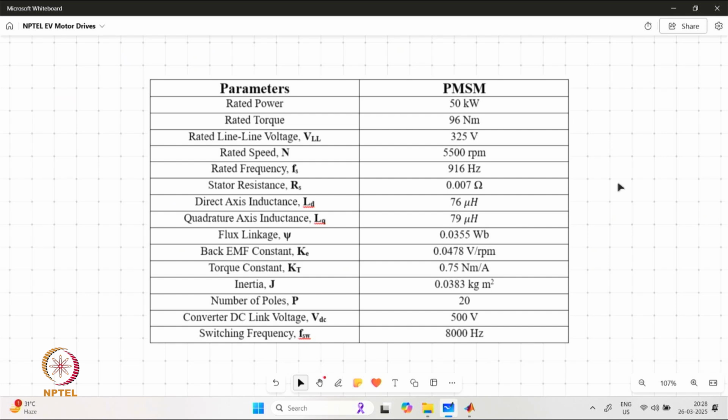So what we have here, the first exercise, is basically a high speed PM drive. The parameters of the motor are mentioned over here. This motor is rated up to 50 kilowatt and the rated torque is somewhere around 96 Newton meter. The line to line voltage for the machine at rated RPM is somewhere around 325 volts. The rated speed can go up to 5500 RPM, and the rated fundamental frequency given for the motor is nearly 1 kilohertz, so 916 hertz to be more accurate. And this is a 20 pole machine.